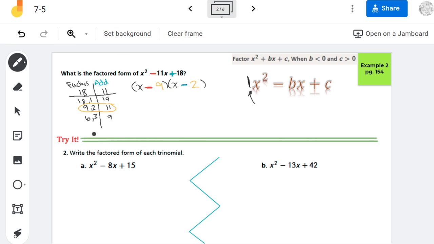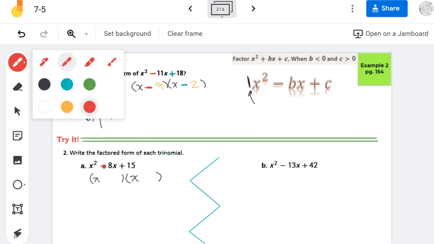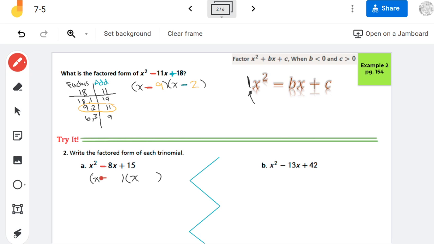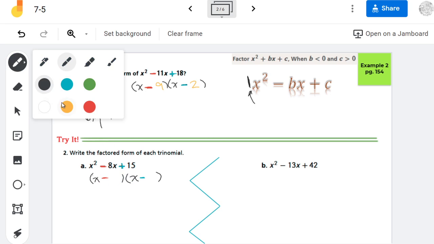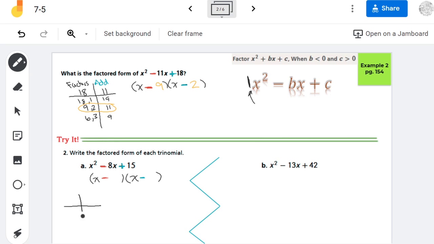Alright, now let's do that again. Again, a is 1, so I set up my double bubble. I fill in x and x because of that x squared. My first sign falls down. Then I use that second sign to figure out if I match or don't match. Because of that plus, I have to match. So here's a negative, and here's a negative. Then I set up my t-table.